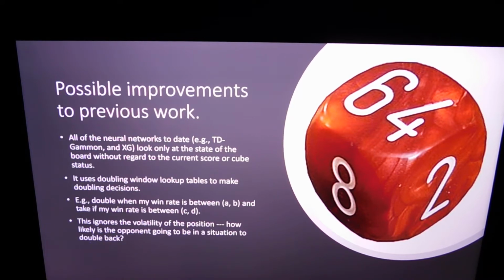They approximate what we should do with the doubling cube based on what are known as doubling windows. Basically, if my win rate is between so and so, I'm going to double. If it's between so and so, I'm going to take. And a big gap of doing that is that it ignores the volatility of the current position, right? You're only looking at the win rate. You could have 2 positions that have very similar win rates, but one of them is bound to change very fast in the next couple of moves. And that can affect whether or not you double, right? If it's very volatile, you might want to think about if your opponent might double back at you.